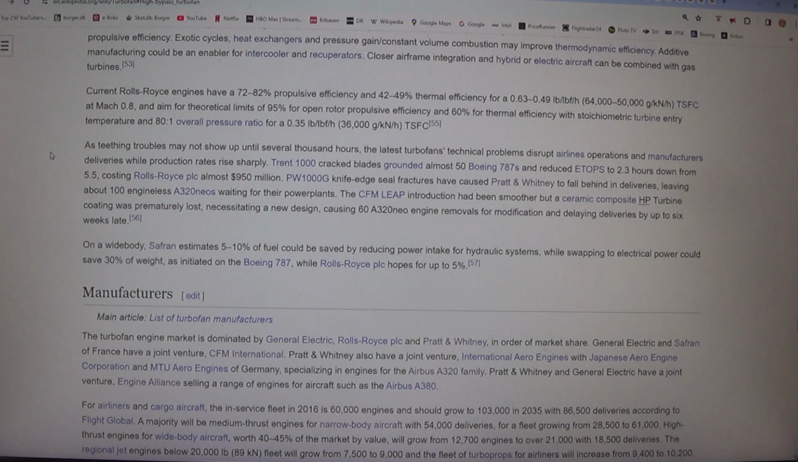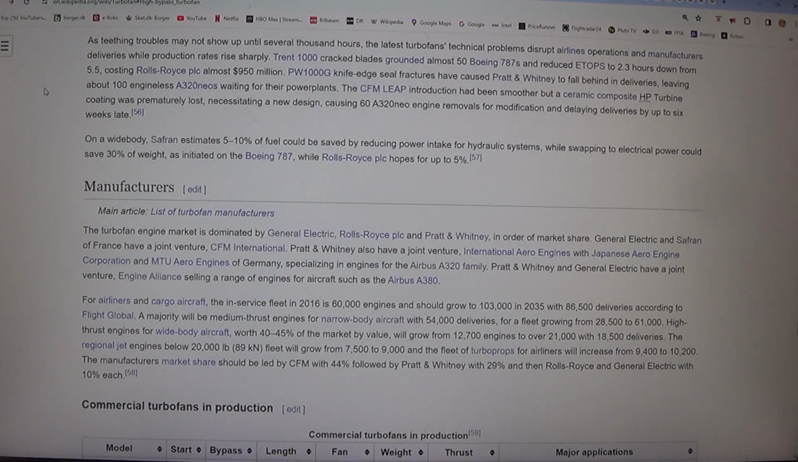operations and manufacturers' deliveries while production rates rise sharply. Trent 1000 cracked blades grounded almost 50 Boeing 787s and reduced ETOPS to 2.3 hours down from 5.5, costing Rolls-Royce plc almost $950 million. PW1000G knife edge seal fractures have caused Pratt & Whitney to fall behind in deliveries, leaving about 100 engineless A320neos waiting for their power plants.